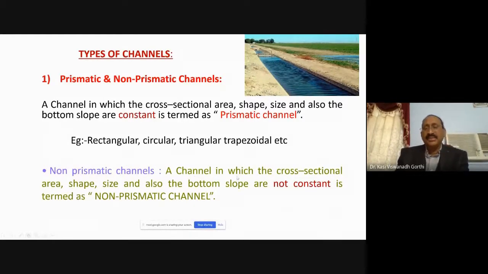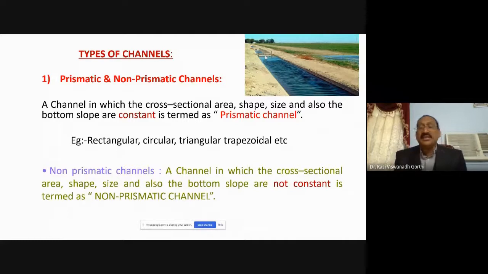Non-prismatic channel is the one in which the cross-section area, shape, size, and also the bottom slope, bed slope are not constant. That means you have some shape channel here, maybe a trapezoidal channel. After a certain length, maybe 1 kilometer, 2 kilometers or so, it is changed to a rectangular channel. So if we take the entire length of the canal, maybe 4 kilometers, first 2 kilometers trapezoidal, second 2 kilometers rectangular, so it becomes non-prismatic.